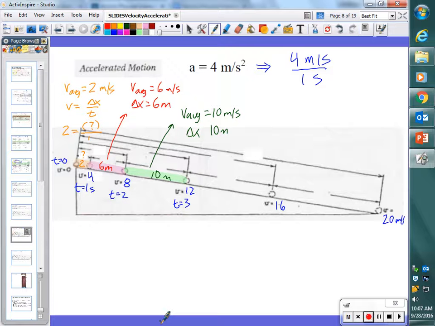All right, and that means then, what would be the distance that the ball travels during the next interval? How far would it go from here to here? Not 4 meters.